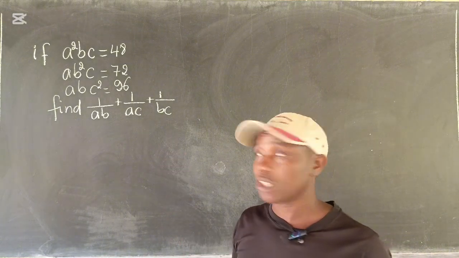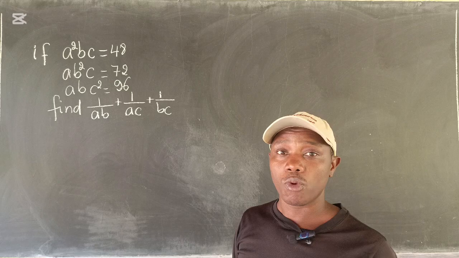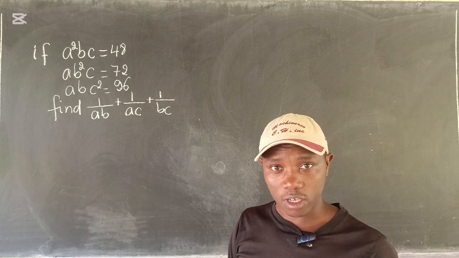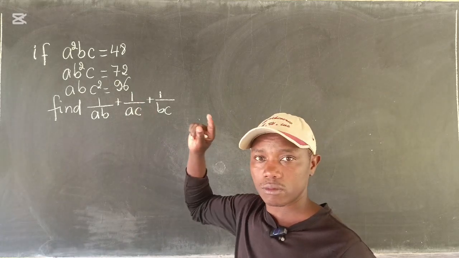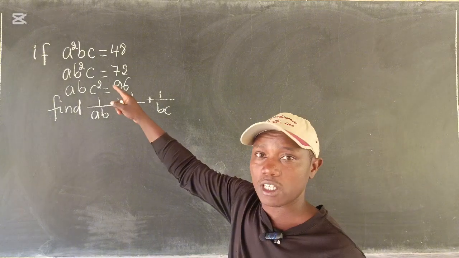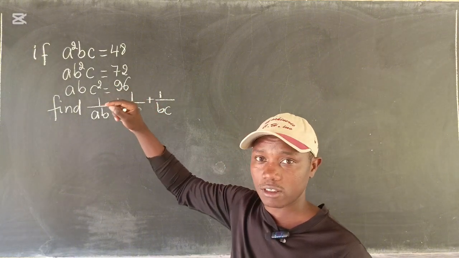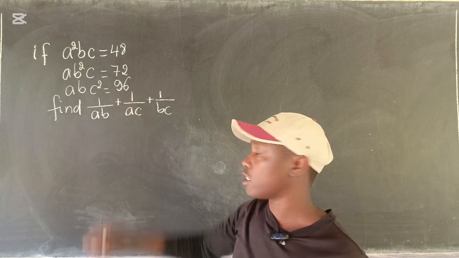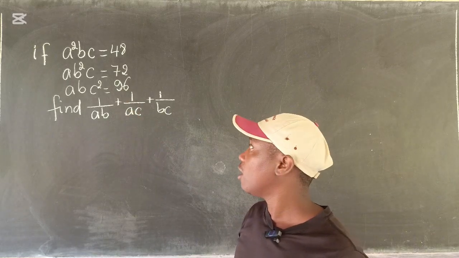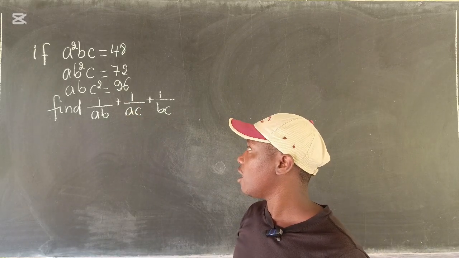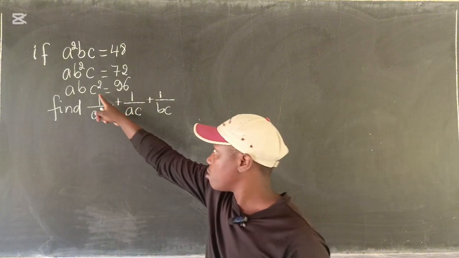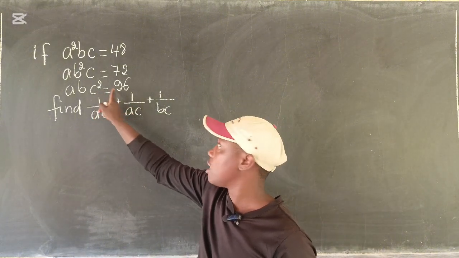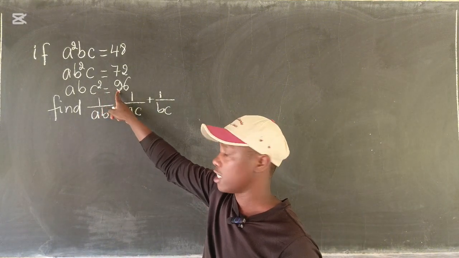Now we have a question of this kind where we've been given: a squared times b times c is 48, a times b squared times c squared is 72, and a times b times c squared is 96.